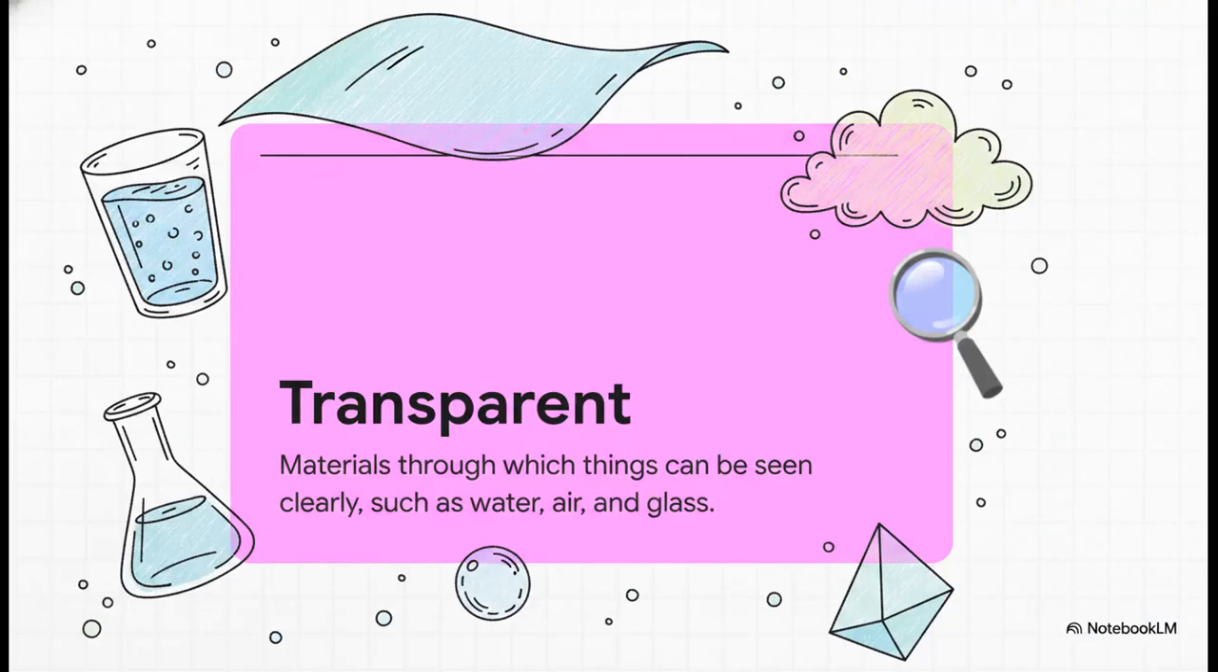Let's figure them out. Well, the answer to the water question is actually pretty straightforward. Water, air, and glass are what we call transparent. This just means you can see through them perfectly clearly.